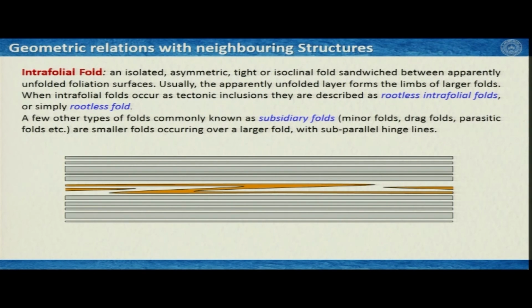So, let us look at the intrafolial fold here. So, you see you have strata with apparently no deformation, at least in this section, and in between you have a layer which is strongly asymmetric, very tight fold in between, or which is sandwiched between almost virtually undeformed layers, at least in this section, and these are known as intrafolial folds within finely laminated layers. So, with this I conclude this lecture.